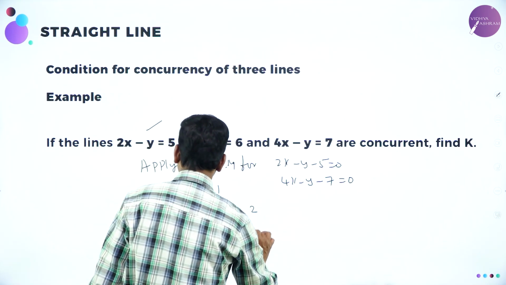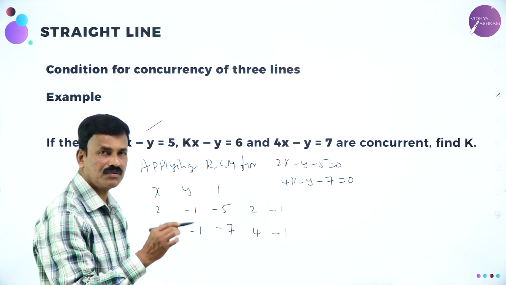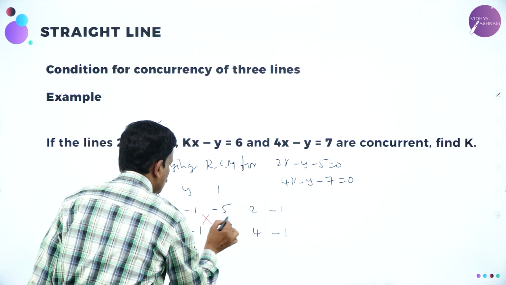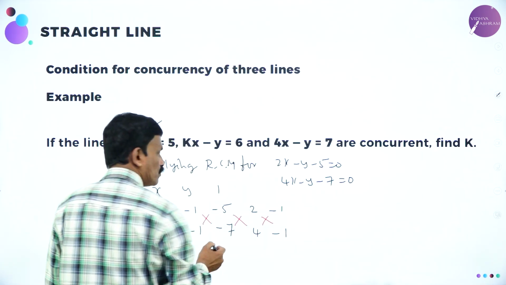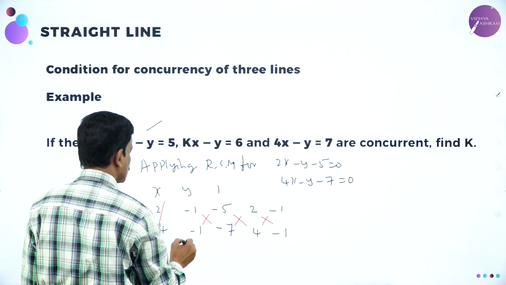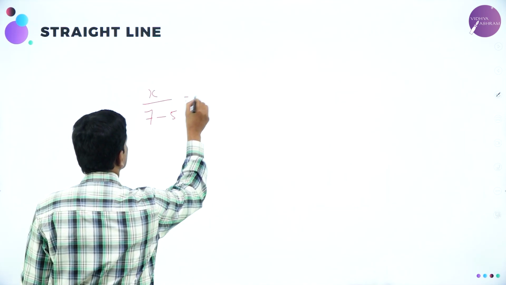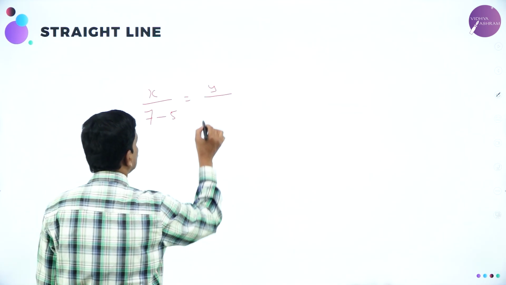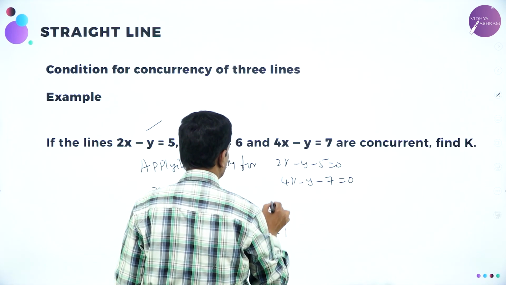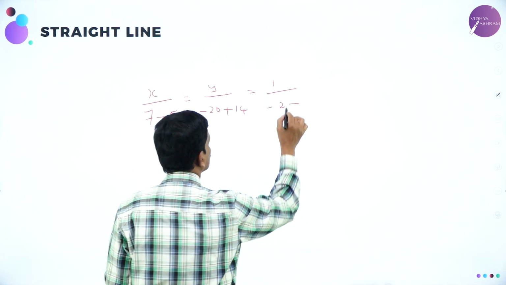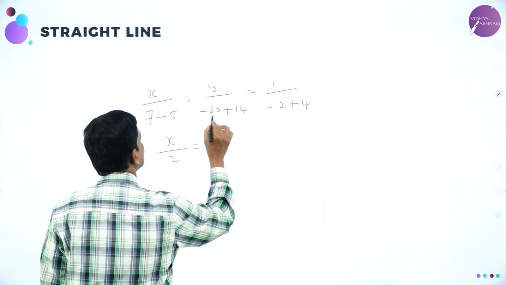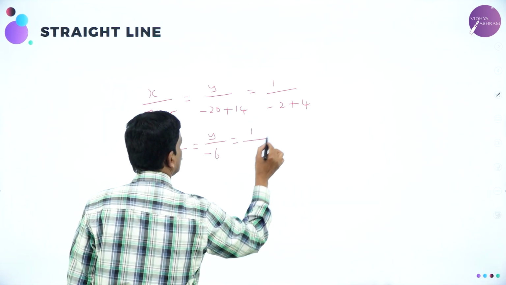Now, repeat the first two: 2, 4, minus 1, minus 1. Write down x, y, 1 with the coefficients and repeat the first two, that is the coefficients of x and y. Strike the first column, this is gone. Now, cross multiply and simplify. x divided by 1 into 7 is 7, minus minus into minus plus 5 ones are 5, is equal to y divided by 5 fours are 20, minus into minus plus 7 twos are 14, is equal to 1 divided by minus 2 ones are 2, minus into minus plus 1 fours are 4. Now simplify: x divided by 7 minus 5 is 2, y divided by minus 20 plus 14 is minus 6, 1 divided by 4 minus 2 is 2.